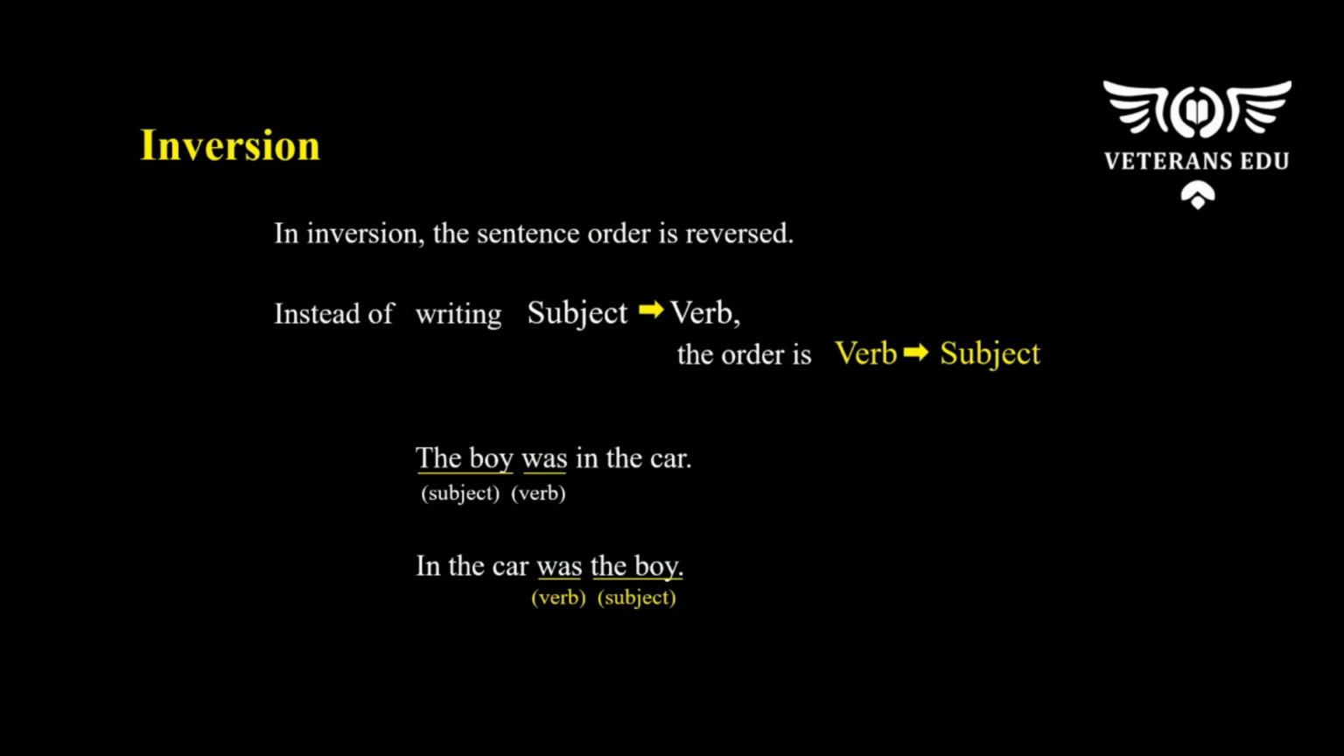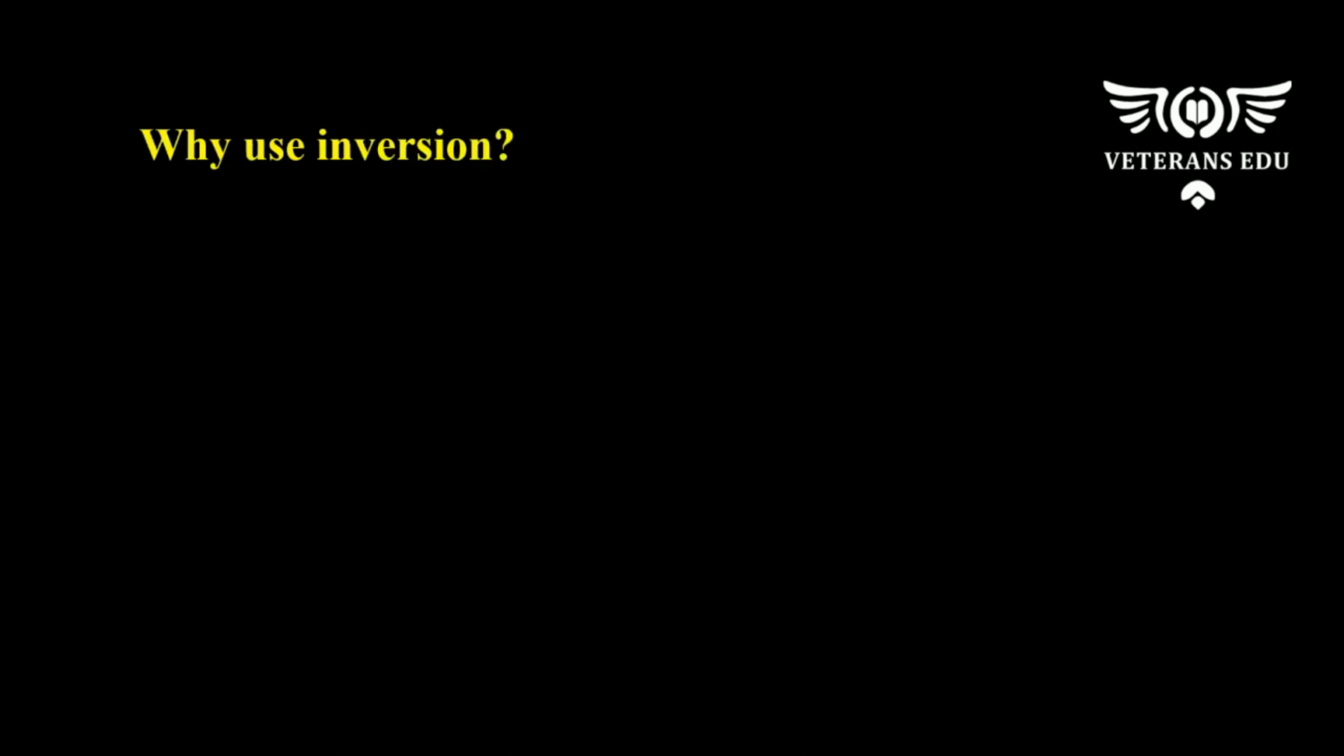Let's compare two sentences on the screen. The boy was in the car, and in the car was the boy. As you can see in the second example, the order of subject and verb has been reversed. So our next question is, why do writers use inversion? It's actually simple, and you often see it in literature, especially in poetry.